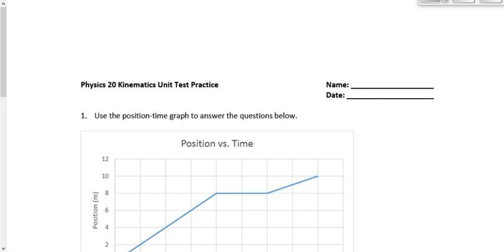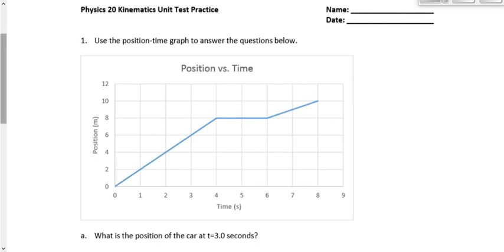Let's take a look at our kinematics unit assignment in preparation for our test next week. We start off with, as expected, a position time graph. There's a pretty good chance you could see a position time graph like this on your test on Wednesday. See position on the y-axis, time on the x-axis.